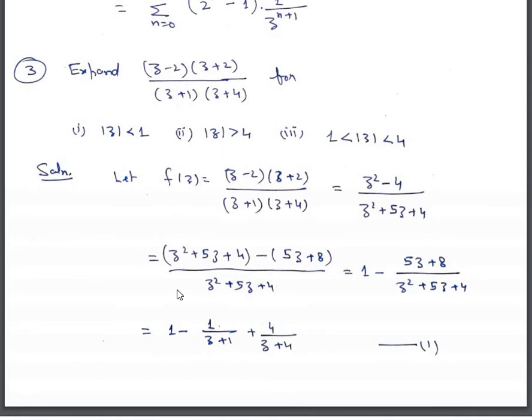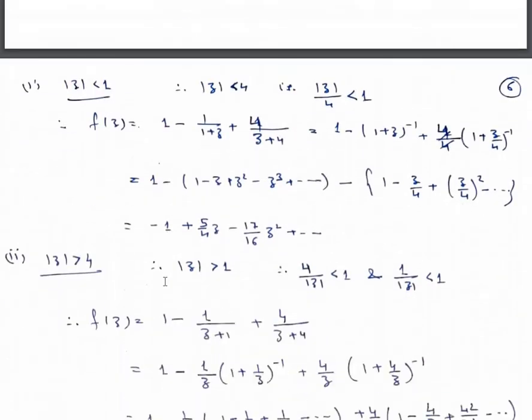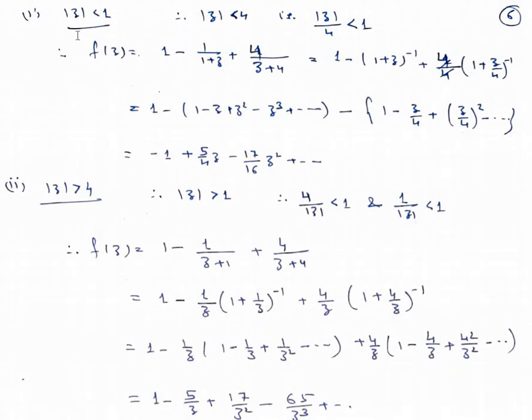Now let's take these three cases. In case 1 we have mod z less than 1. So when mod z is less than 1, obviously mod z is also less than 4. Therefore we get mod z upon 4 less than 1. Now f(z) is 1 minus 1 upon (1 plus z) plus 4 upon (z plus 4), which can be written as 1 minus (1 plus z) to the power minus 1. Now take 4 common from the denominator. We have 4 upon 4 into (1 plus z upon 4) to the power minus 1.